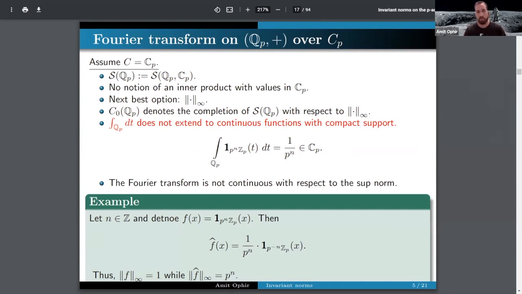If we take these characteristic functions, it's an easy computation to compute their Fourier transform, and you can see that the sup norm is 1. Of course, they are characteristic functions, but the sup norm of their Fourier transform, you can make it as small or large as you wish.